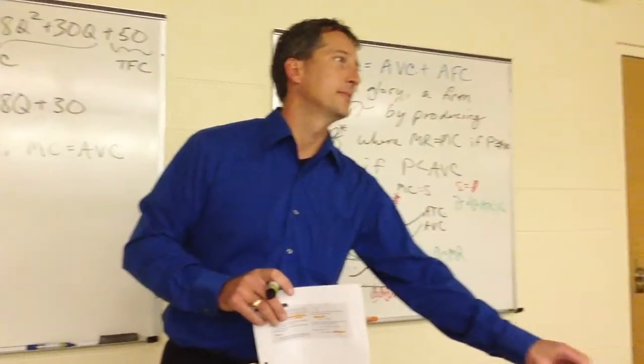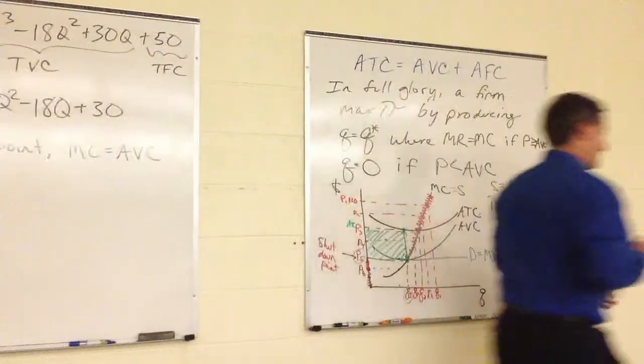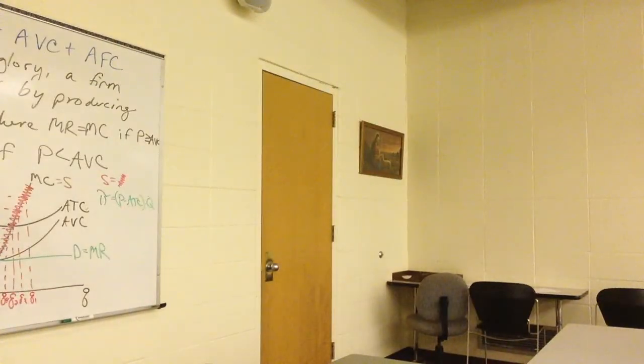How do you get rid of the Q? So you need to get rid of this Q. So divide by Q. What you do to one side of the equal sign, do to the other. Q equals 3. Use the perfect competition thing.